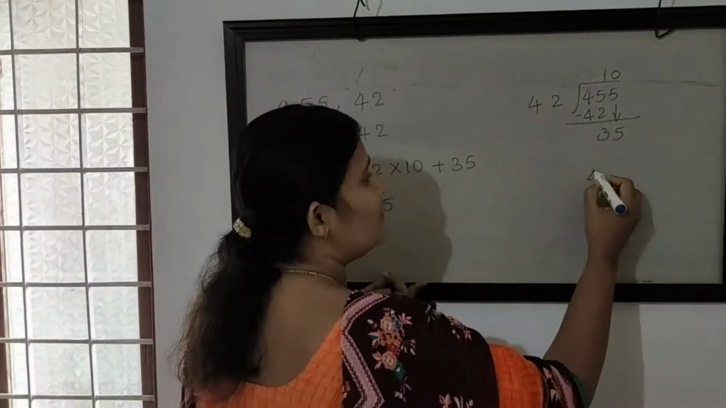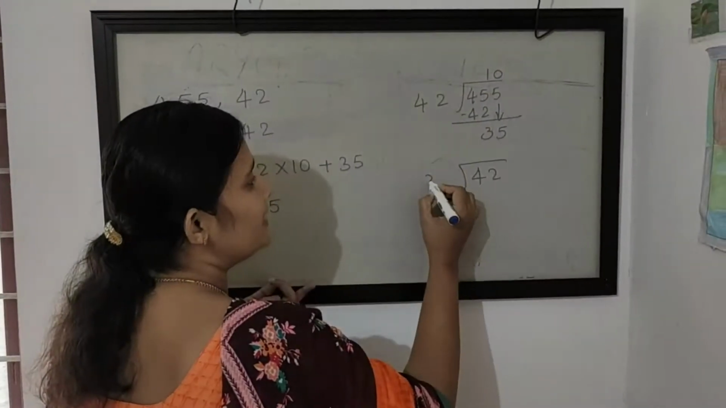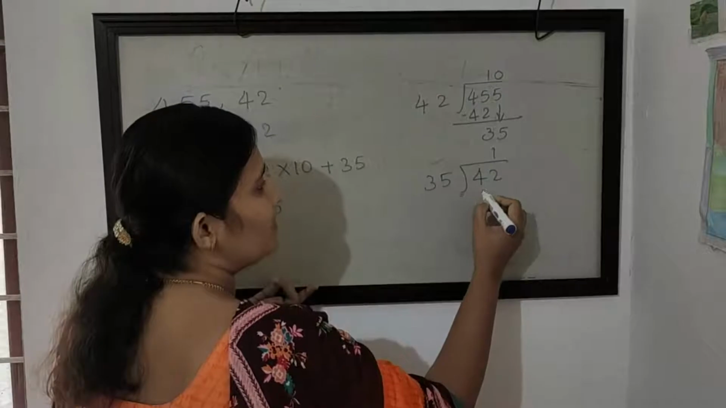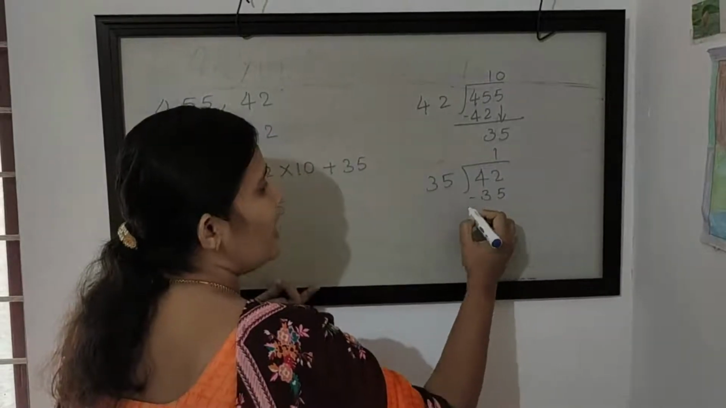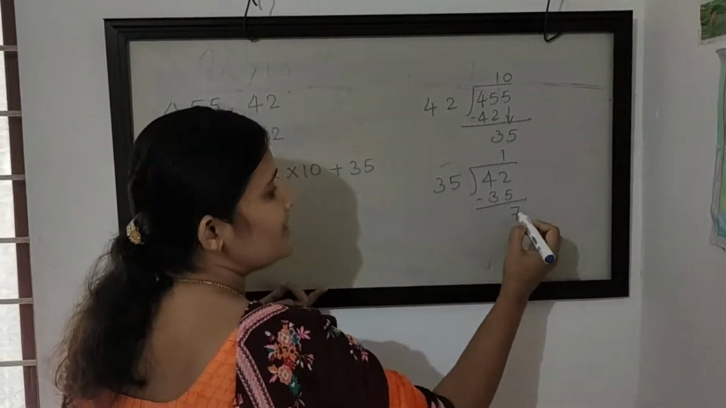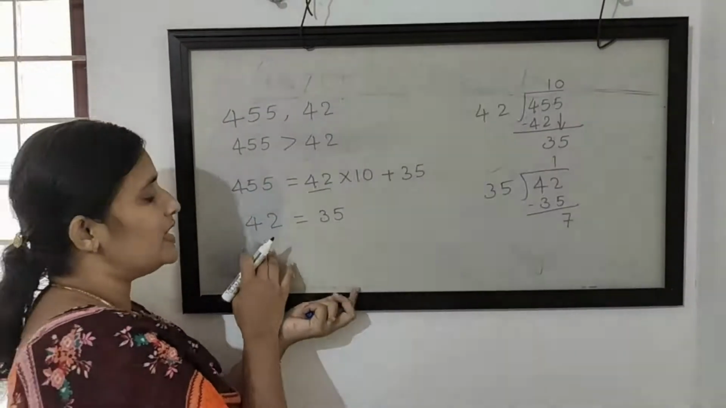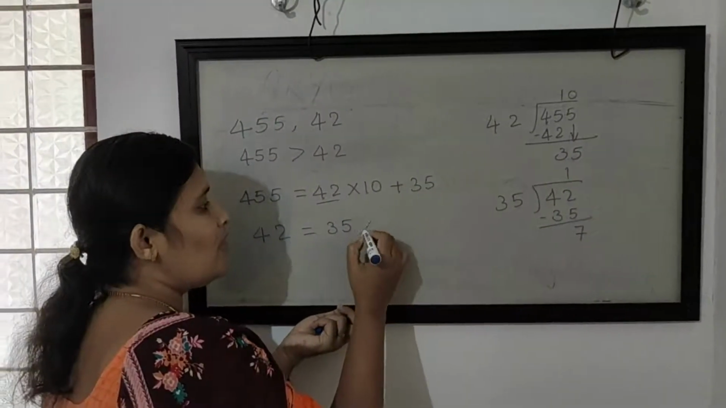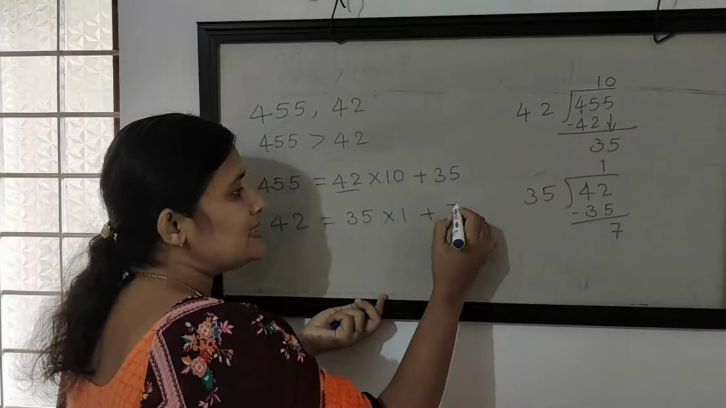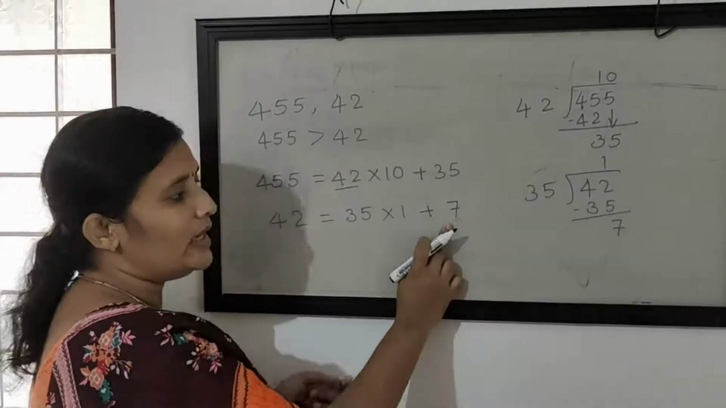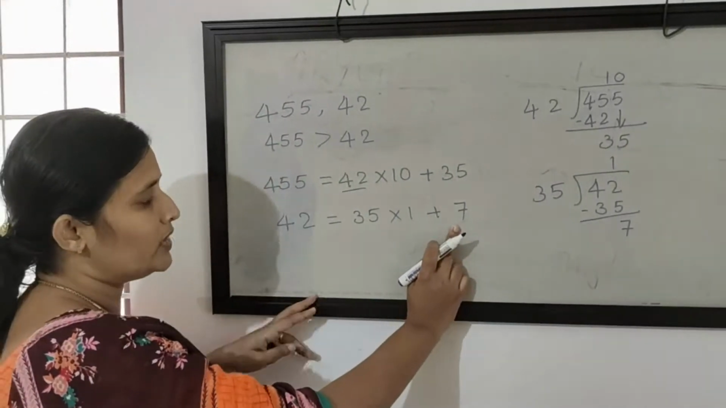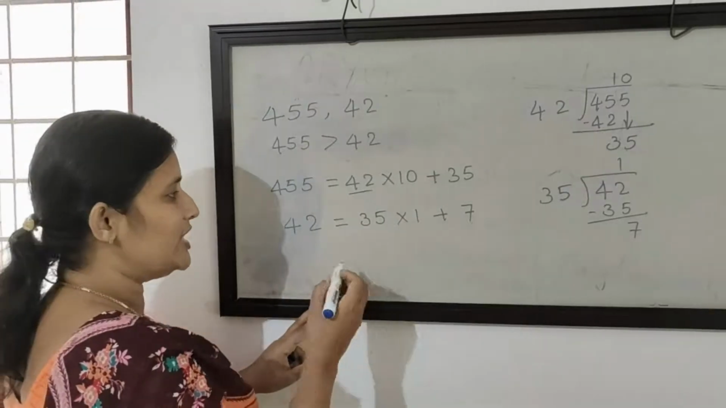When we divide 42 by 35 only one time, the remainder is 7. So 42 we can write as 35 times 1 plus 7. Here also the remainder is not 0. We can continue to the next stage.